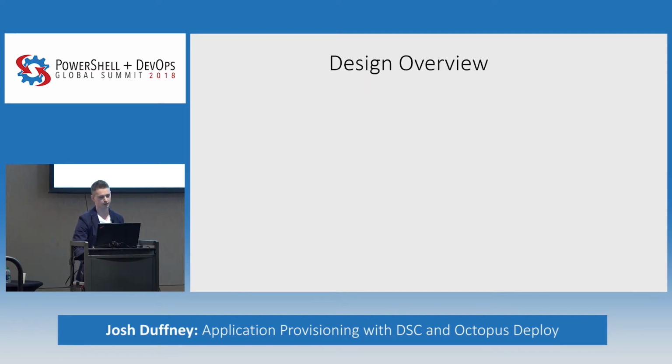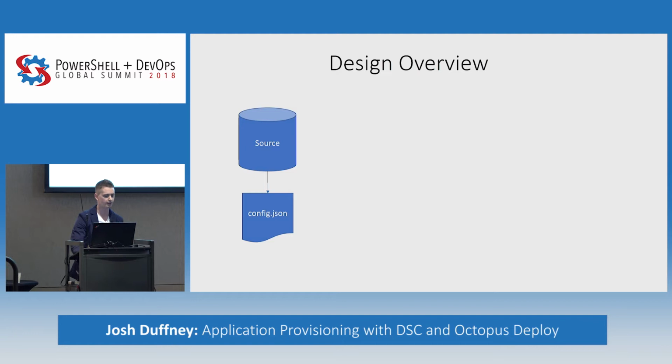So the design overview is this. It starts in source. Their source code, with all of their C# code or whatever code they want to write, also has a config.json. This JSON is strictly just a file that provisions their IIS stuff and maybe creates some directories for their logging, and also sets the ACLs for that.